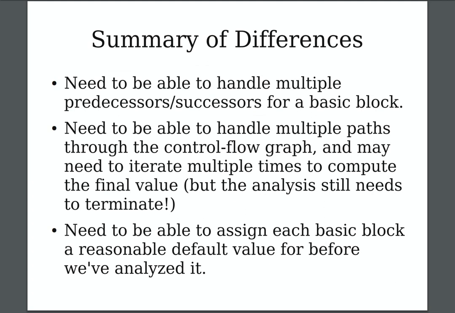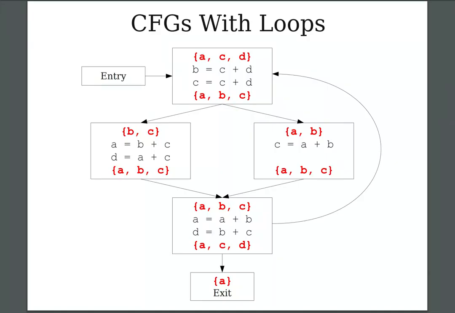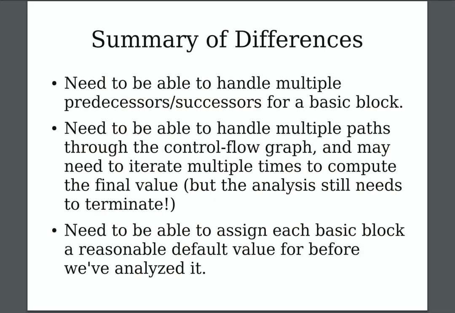And we need to handle the potentially infinite set of paths through the control flow graph. And it turns out that we may need to iterate over these basic blocks multiple times in order to compute the final value. And as kind of a technical value, we need some reasonable default value for these basic blocks to account for what its property may be, or what the live variables may be before we have processed that block, because there may be multiple successors and we haven't computed this basic block yet. So we need some value to represent, okay, we have not computed this live variables yet.